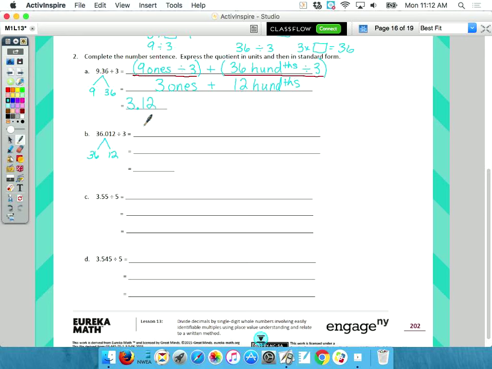Thousandths. Okay, so 36 ones divided by what? 3. Put that in parentheses. Plus 12 thousandths divided by 3.